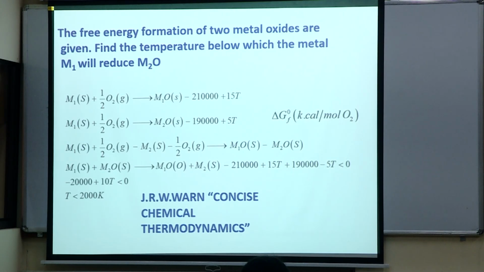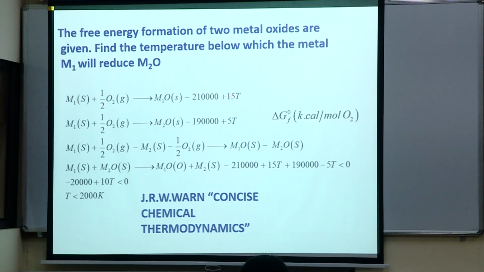Right? Or you can take a photo and see later on. This is a very typical question for our BTech students, where they should know how to manipulate two chemical reactions and find at what range of temperature a particular reaction occurs. What is this number? This is the equation for delta G as a function of temperature.